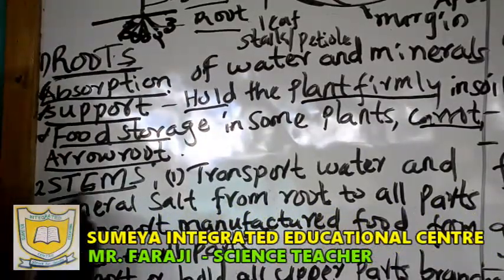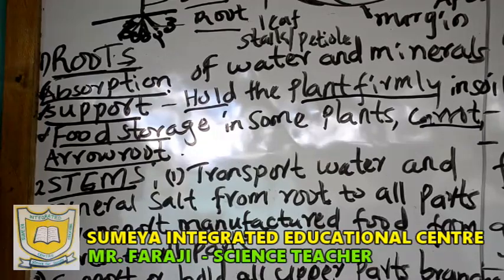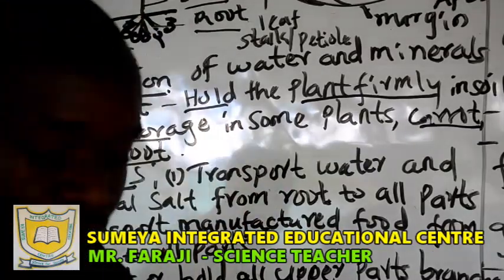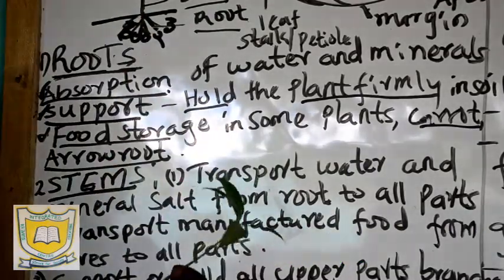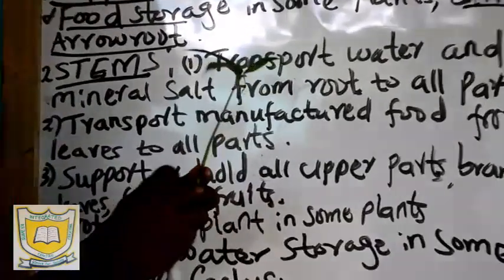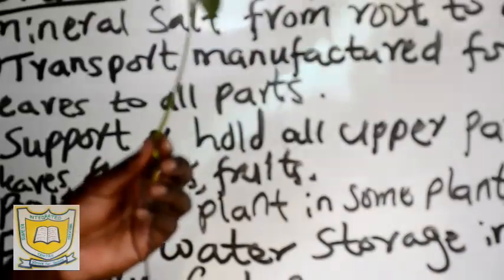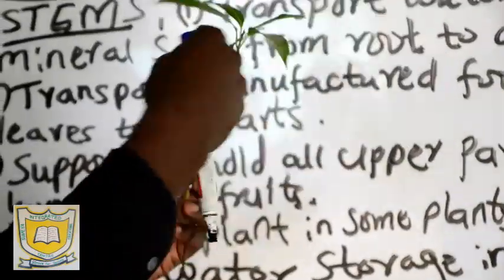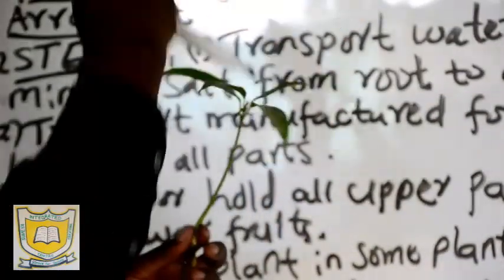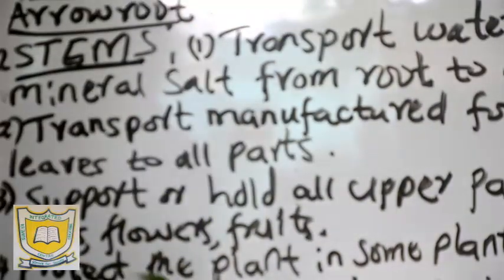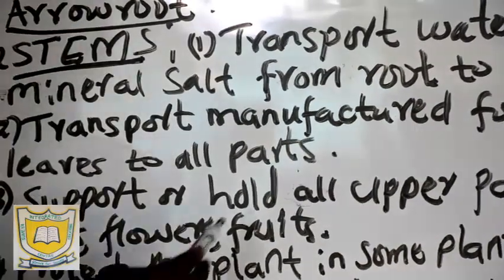We move straight away to the stems, immediately after the roots. Now, what is the function of the stem? Number one, the stem supports the upper parts of the plant. The upper parts include the branches, the leaves, the flowers, and all other parts. So we talk of support.